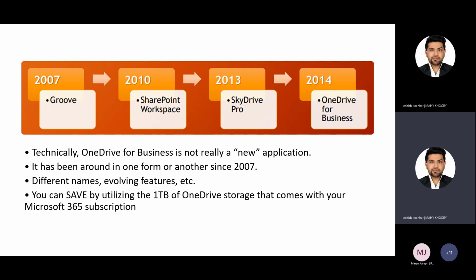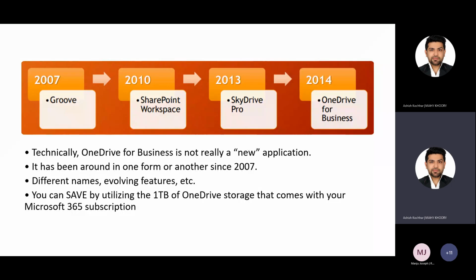So technically, OneDrive for Business is not really a new application. It started in 2007. It's just the name that has changed over a period of time. So it has been around in one form or another since 2007. As I said, different names, evolving features, etc.